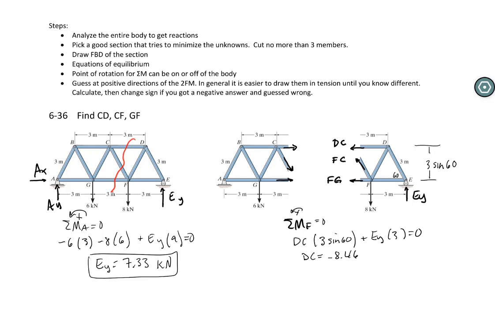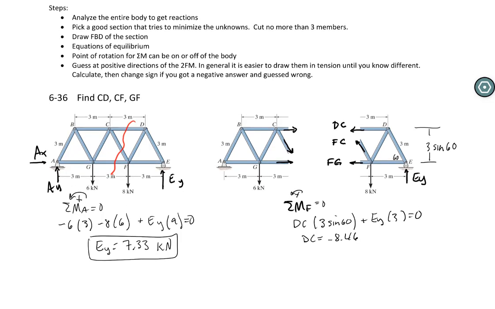8.46. So anytime you draw something as a tension member, you get a negative value. That means it's actually in compression. So I'm going to say that DC is 8.46 in compression. And that's how I want you to express things. I should probably put the units there. Let's start over again. 8.46 kilonewtons in compression.